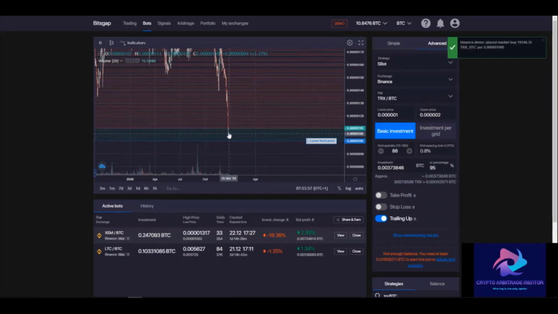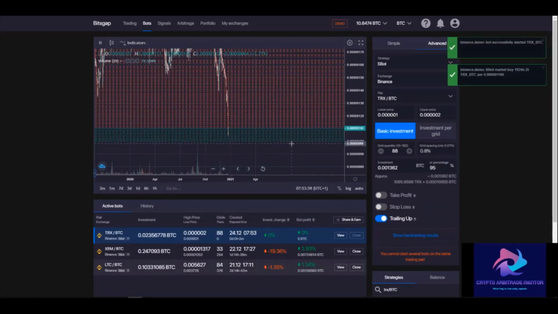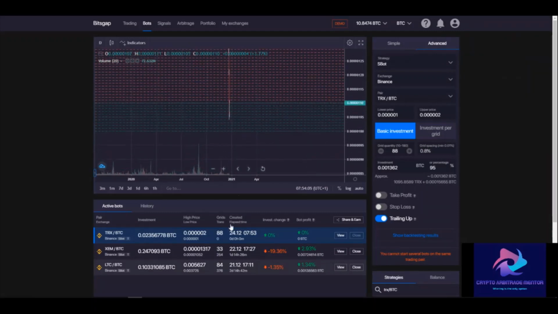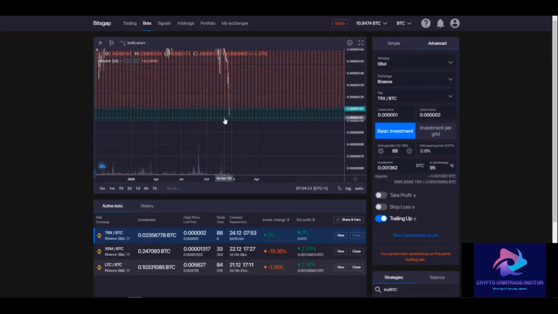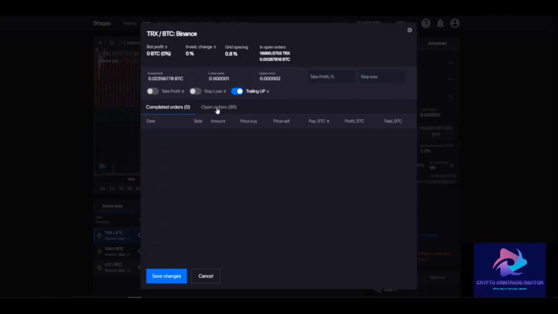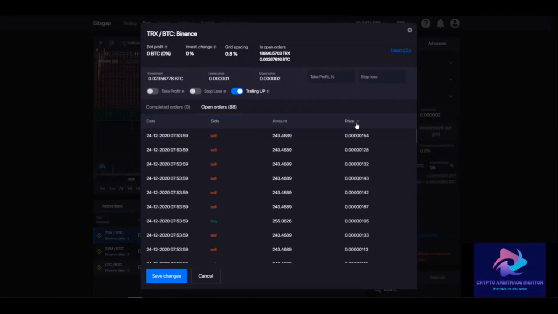If the price goes to 100, we are going to buy in all these prices. And if the prices start to increase, as I expect, we are going to have good profits selling in all these orders. So we can see here the view. We have all open orders.